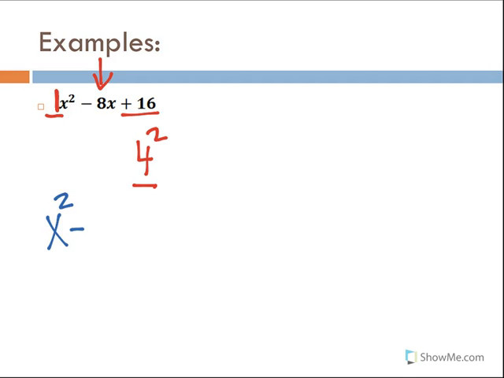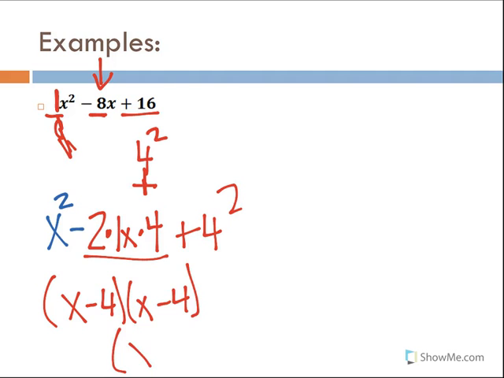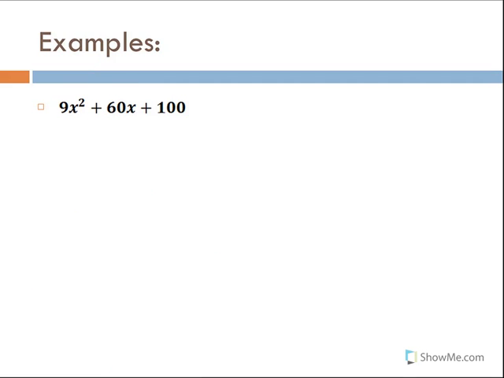4 times 2 is 8, so yes, this is going to work. This is a step you won't have to write, but I want to throw it in there anyway. I can write my middle term as 2 times my first, 1x, times my last term, 4, and sure enough this would be minus 8x. So this is going to look like x minus 4 times x minus 4, or I can write this as x minus 4 squared.